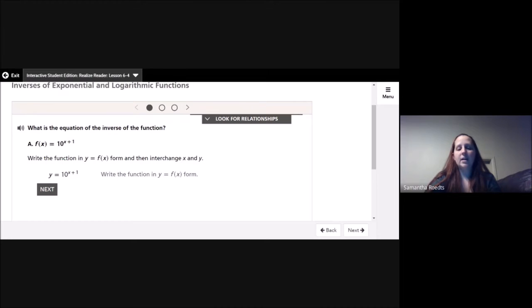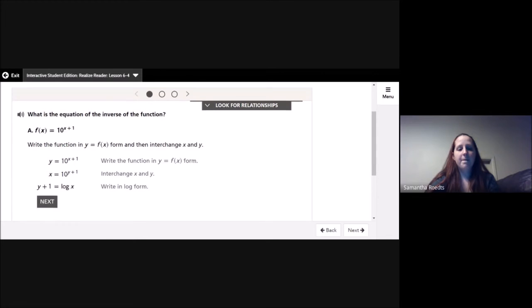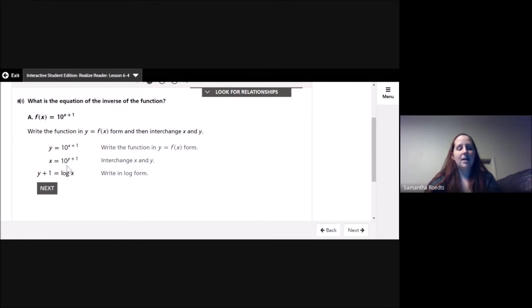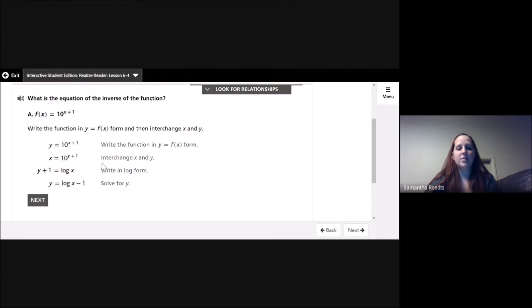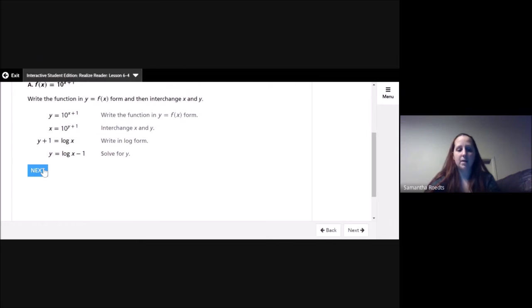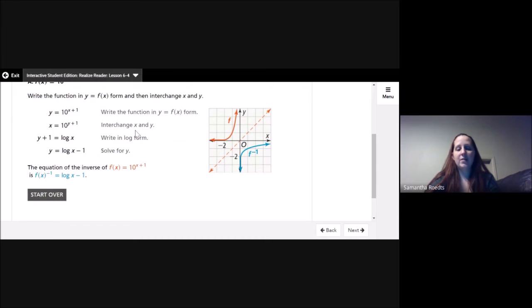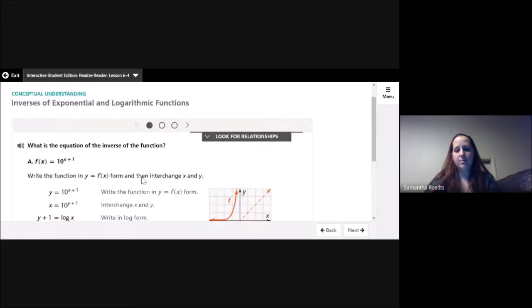So y equals 10 to the x plus 1. I change x and y. I solve for y. So base 10, so I can use log. So log of x equals y plus 1. I subtract 1 from both sides. So y equals log x minus 1. So the equation of the inverse of f of x equals 10 to the x plus 1 is f of x inverse equals log x minus 1.